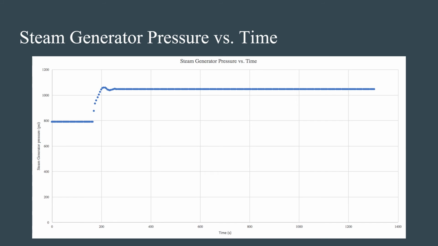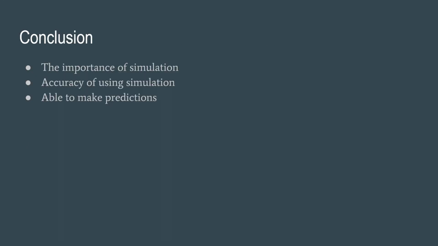In the event of an emergency trip, the integrity of the steam generator turbine system will try to be preserved. The importance of simulation is crucial to see how each subsystem will behave when alterations are applied. Simulation is not always 100% correct, but is a good prediction of what could happen in real life.